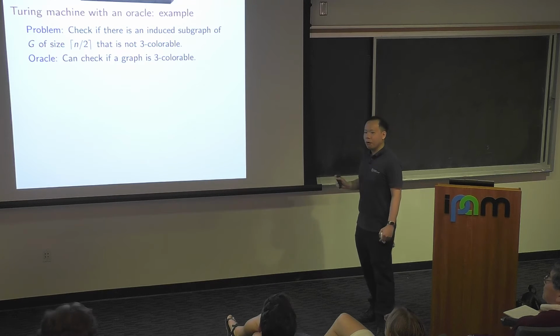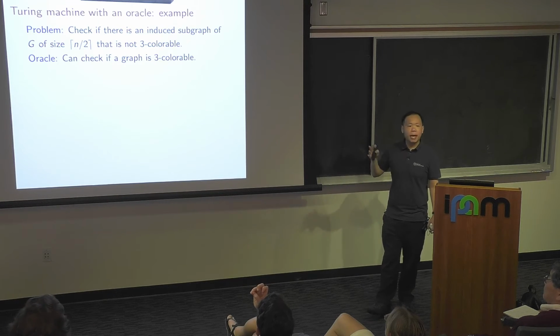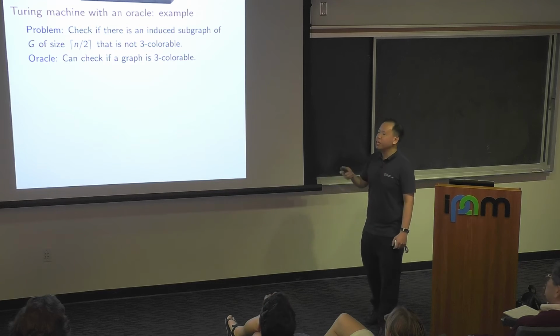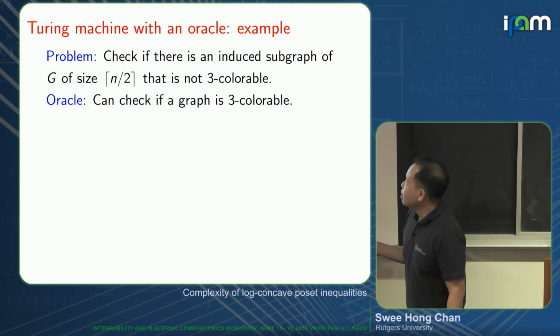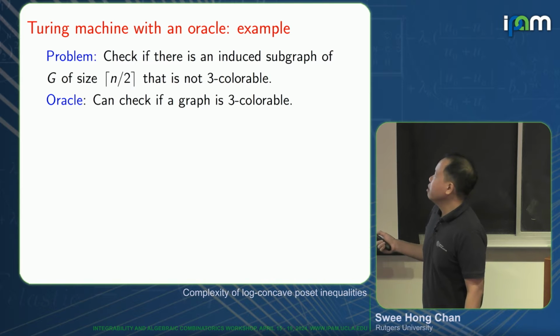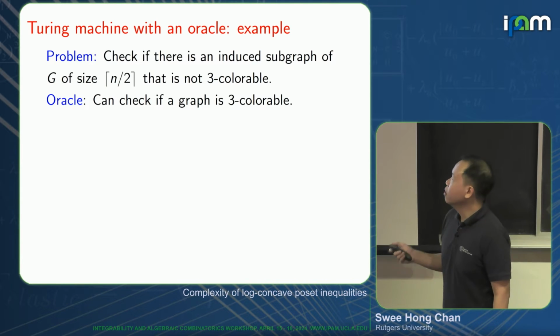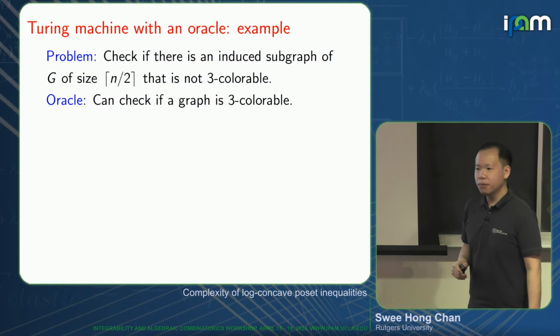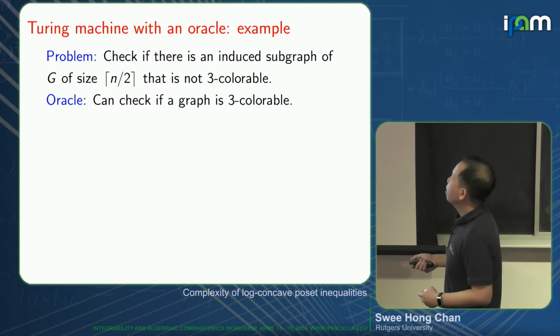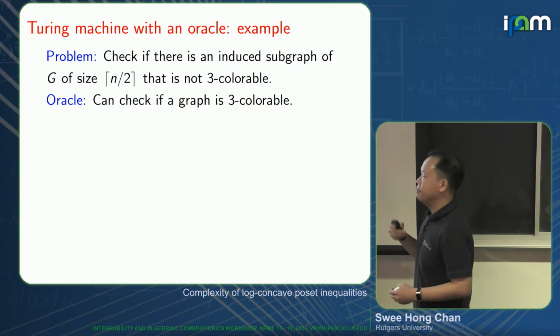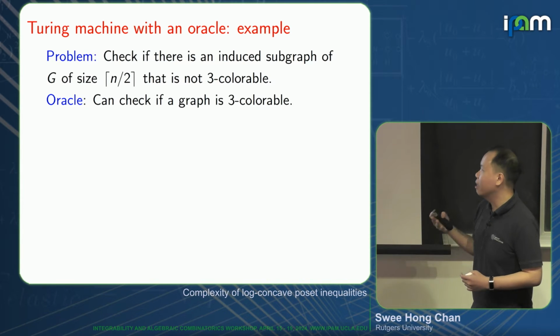Here's an example of a problem that is believed to be not in NP, but can be solved if you are given an oracle. The problem is: given a graph G, check if there's an induced subgraph of size exactly n over 2 that is not 3-colorable. To help you, I will also provide an oracle that can check if a graph is 3-colorable or not.